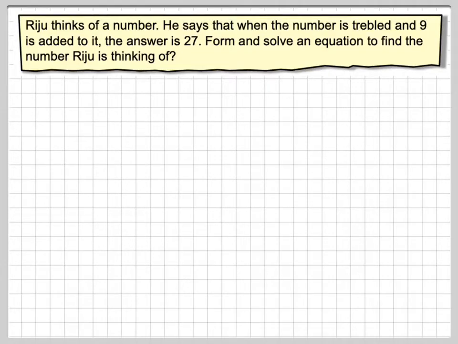Riju thinks of a number. He says that when the number is tripled and 9 is added to it, the answer is 27. Form and solve an equation to find the number Riju is thinking of. Now, some of you could just do that in your head.